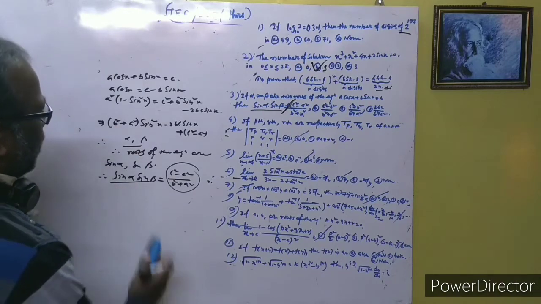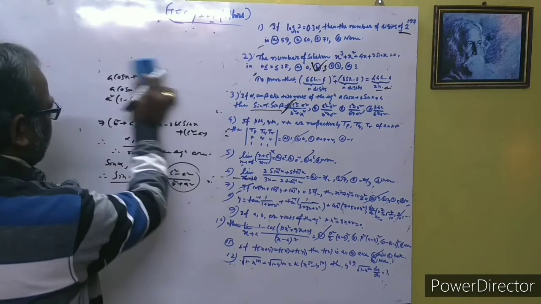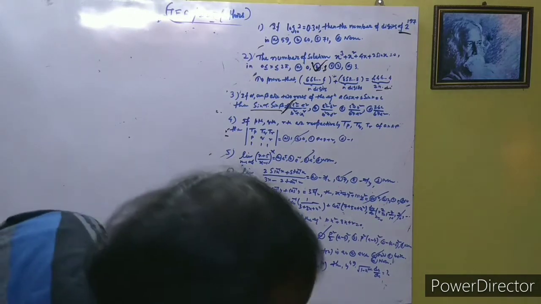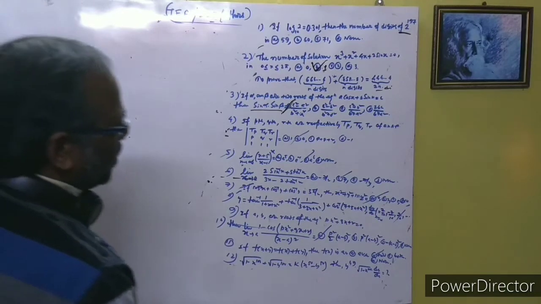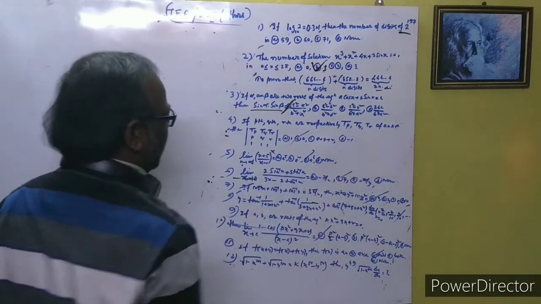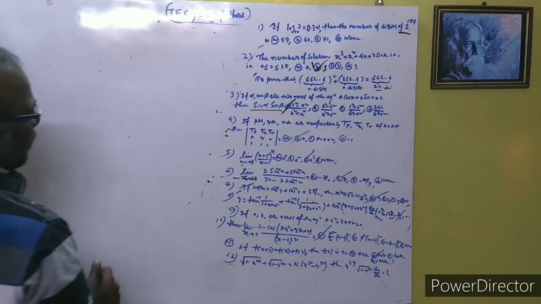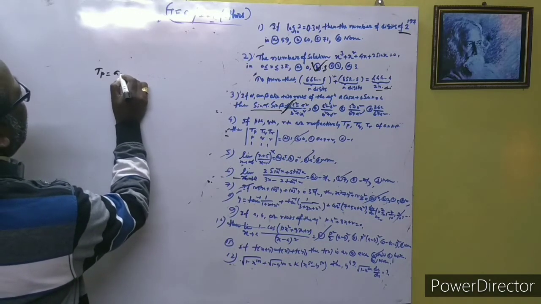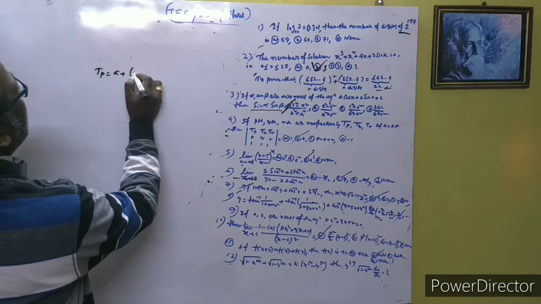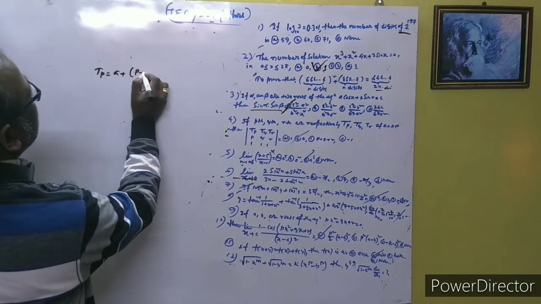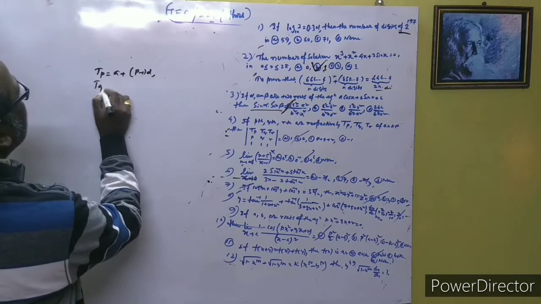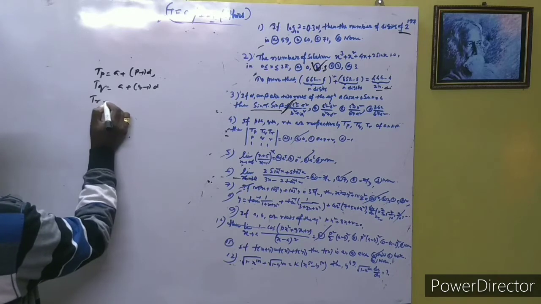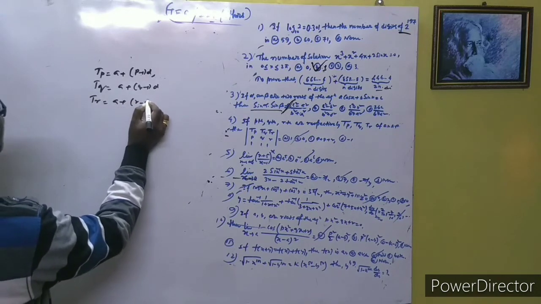Now follow question number 4. Of an AP, the p-th term, q-th term, and r-th term are t suffix p, t suffix q, and t suffix r of an LP. We have to find the value of that. For that, we can write t suffix p is a plus p minus 1 into d, t suffix q is equal to a plus q minus 1 into d, and t suffix r is equal to a plus r minus 1 into d.